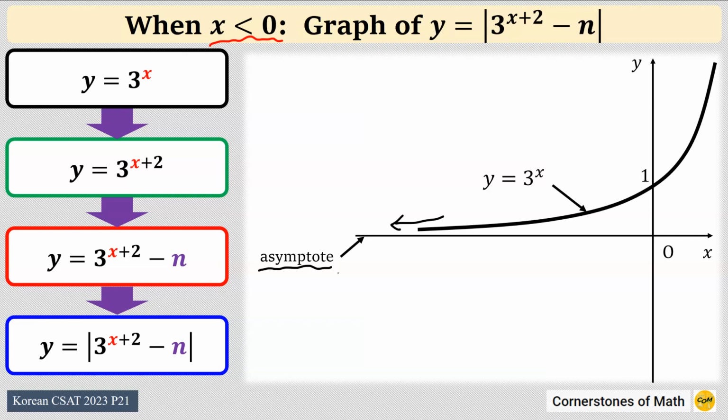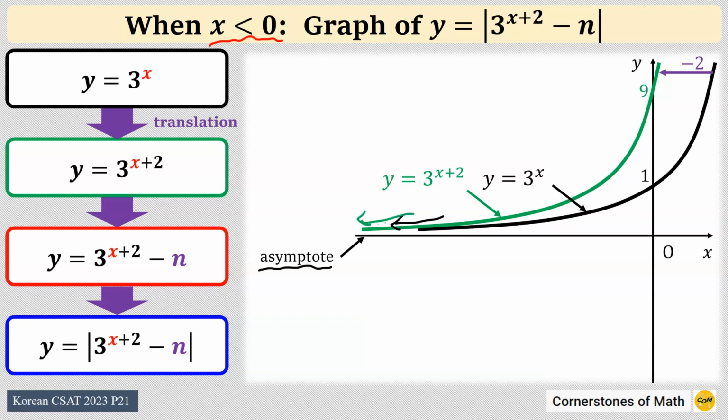Nothing so complicated, right? Alright, now how can we obtain this function? You see, replacing x with x plus 2 means translation, more specifically, translating by negative 2 units along the x direction. So if we translate the graph, we obtain this graph. You can easily check that the y-intercept becomes 9 by setting x equals 0, and since we have moved the graph only along the x direction, the value of the function still approaches 0 when x goes to negative infinity. That is, the x-axis is still an asymptote.